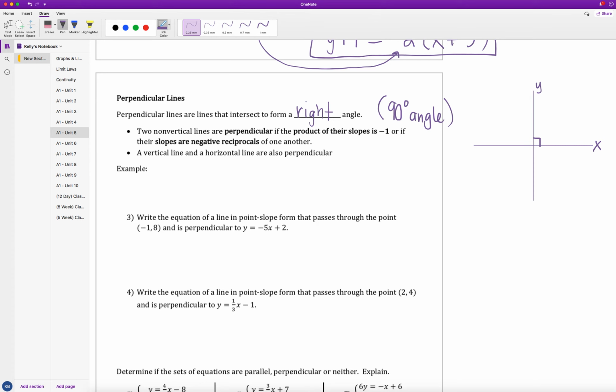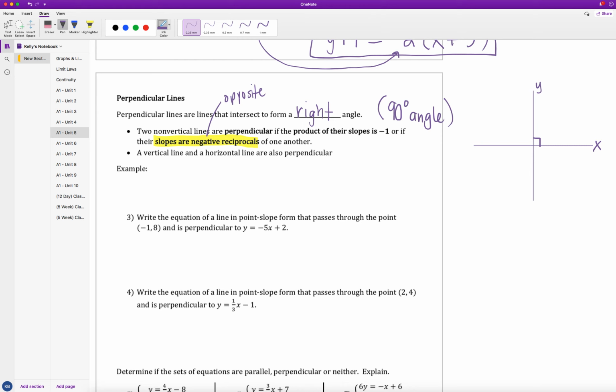So by definition, if we look at it algebraically, two non-vertical lines are perpendicular if the product of their slopes is equal to -1. Or what's going to help us a little bit more is if their slopes are what we call negative reciprocals. Another phrasing for this that you might have heard is opposite reciprocals, meaning one of them is positive and one of them is negative, which is why if we were to multiply them together, their product would end up being a -1.